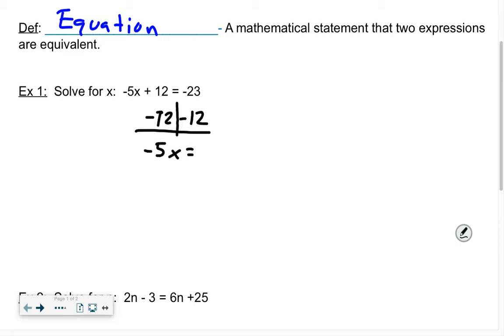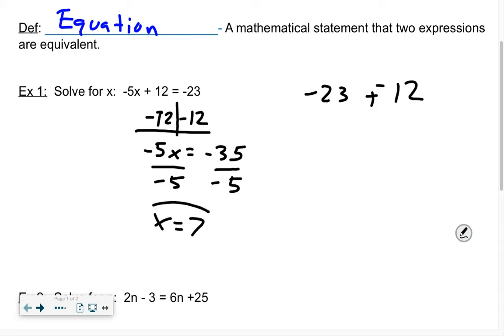Negative 23 minus 12. Gotta be careful here. You have to write it off to the side. Negative 23 minus 12. Do we like the subtraction sign? No. Two-stroke method. Negative 23 and negative 12. What do we get? Very good. Divide by negative 5. X is 7.